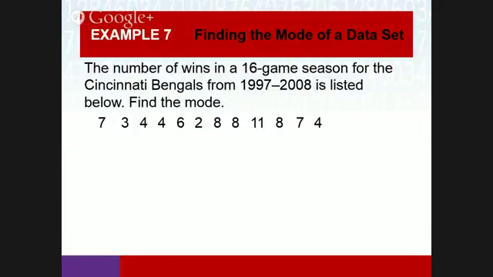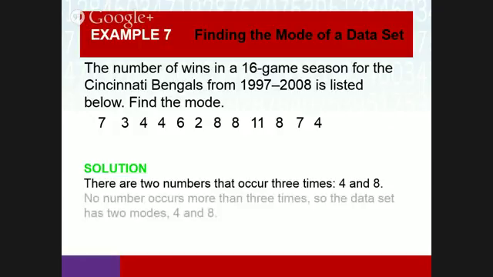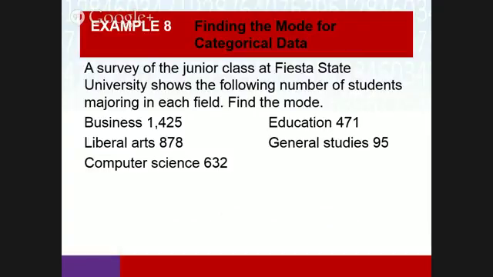Like this example, number of wins in a 16-game season. Find the mode. 4 and 8. So it's possible to have more than one mode. 4 shows up 3 times and 8 shows up 3 times. It's nice when they give you organized data.